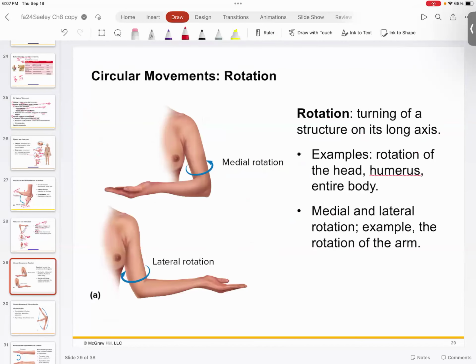So with rotation, you can see if you just take your arm and you just swing your arm in towards you, that's called medial rotation. You're basically rotating your femur, excuse me, your humerus, right? And so it's moving inward medially. If you move your arm outward to the side, that's lateral rotation. So you're basically rotating your humerus toward the outside or the lateral side.